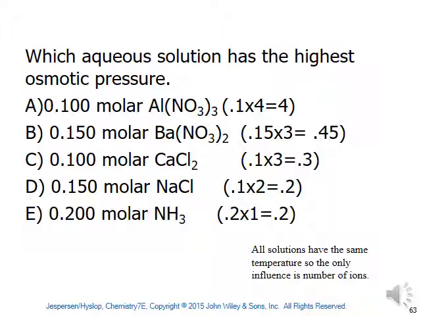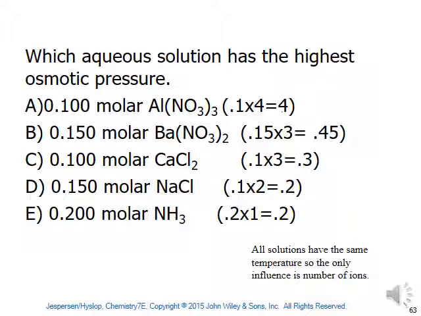Okay, now this problem is kind of similar to what we talked about in terms of boiling point and number of particles. Which aqueous solution has the highest osmotic pressure? Well, the solution that has the most particles is the one that's going to have the highest osmotic pressure. So, as in a similar problem a few slides ago, you have to count the number of particles. So this has 4 particles, but we also have to include the molarity. So the overall molarity of particles would be 0.1 times 1, 2, 3, 4, or 0.4.